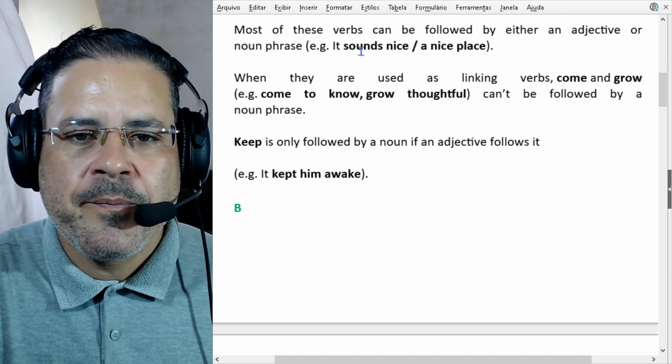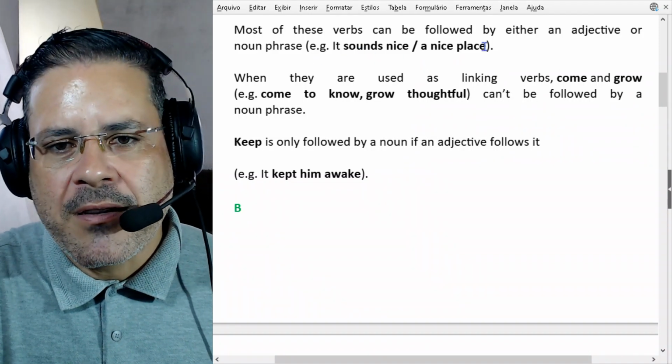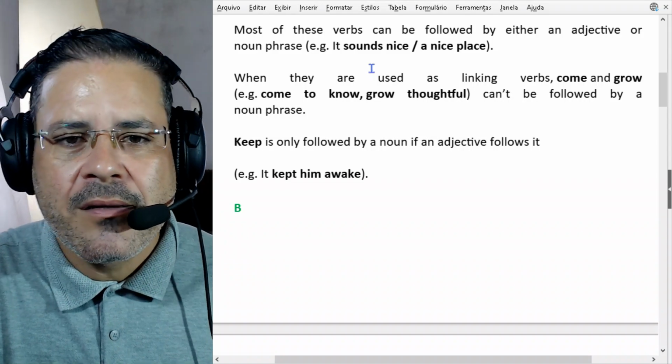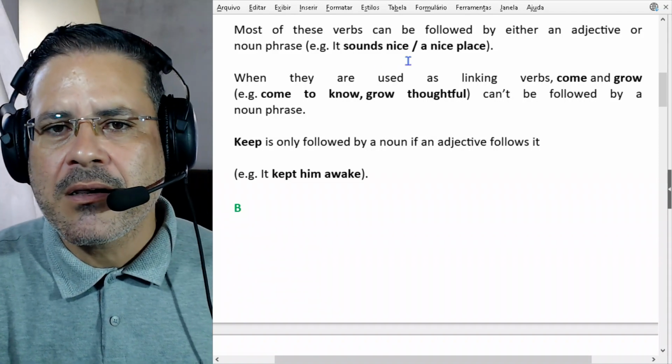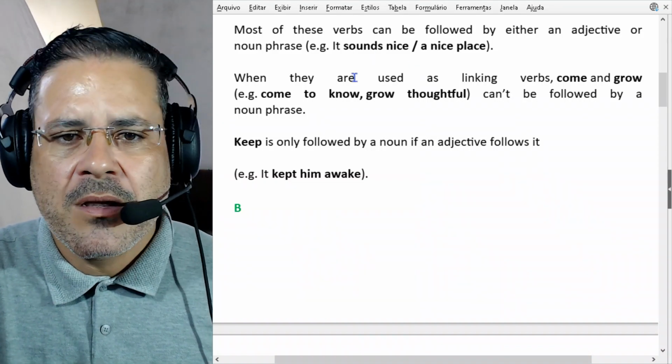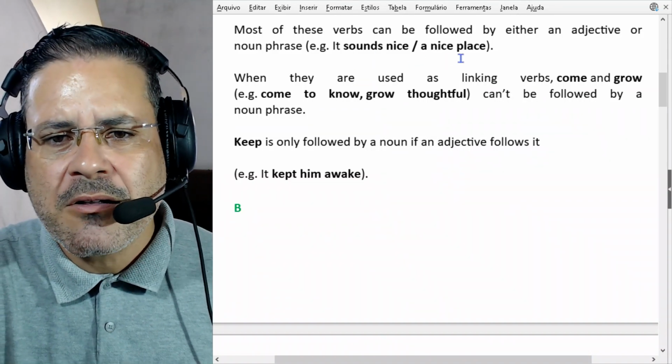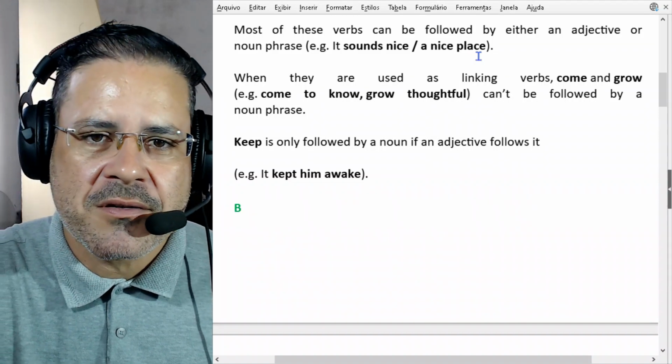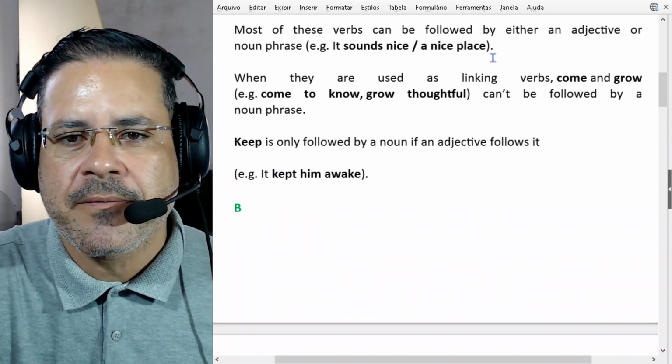Another example: it sounds a nice place. It sounds what? It sounds a nice place. Does it sound a nice place? Yes, it does. It sounds a nice place, doesn't it? Oh yes, it does.